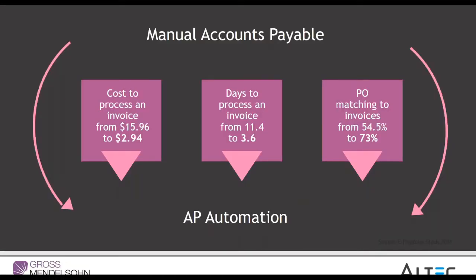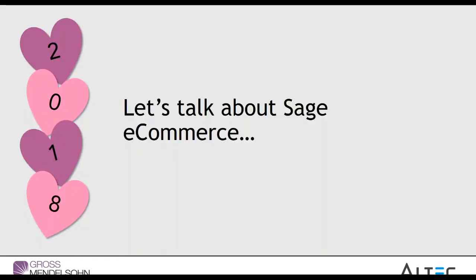And they're estimating that the cost to process an invoice is going to go down from an average of about $15 per invoice to $2.94. So that's including labor and time, etc. And the days to process the invoice will go from 11 days down to about 3.5. And then you're going to increase your matching of invoices to purchase orders from 54% to 73%. So again, not nearly as robust as DocLink, but it will be an option if you're on Sage 300 Cloud.